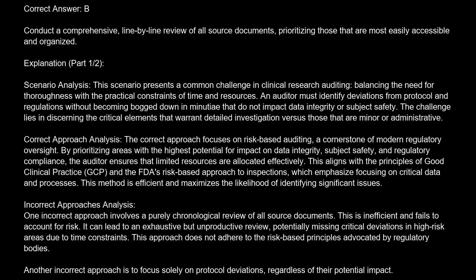This method is efficient and maximizes the likelihood of identifying significant issues. Incorrect approaches analysis. One incorrect approach involves a purely chronological review of all source documents. This is inefficient and fails to account for risk. It can lead to an exhaustive but unproductive review, potentially missing critical deviations in high-risk areas due to time constraints. This approach does not adhere to the risk-based principles advocated by regulatory bodies.